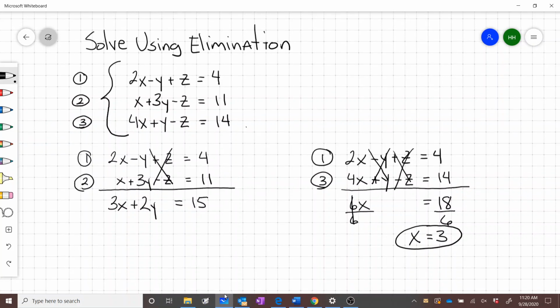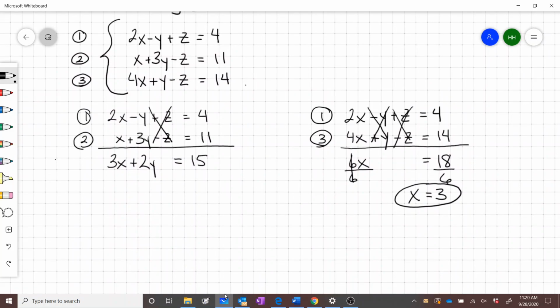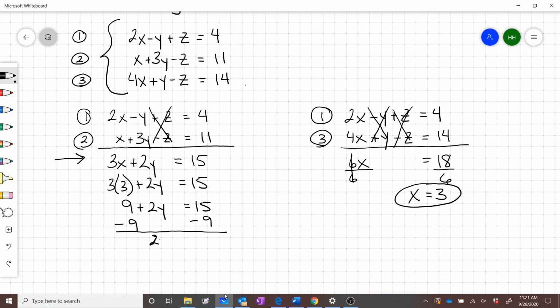Now, if we know that x is equal to 3, we can go right here and substitute. Alright, so if we take 3 times 3 plus 2y equals 15, now we can solve for y. So 3 times 3, we get 9 plus 2y equals 15. Subtract 9 from each side. 2y is going to equal 15 minus 9 is 6, and divide both sides by 2. So y looks like it equals 3 as well.